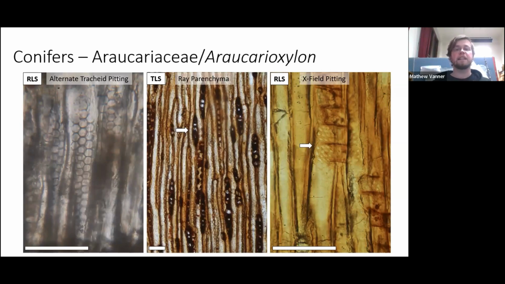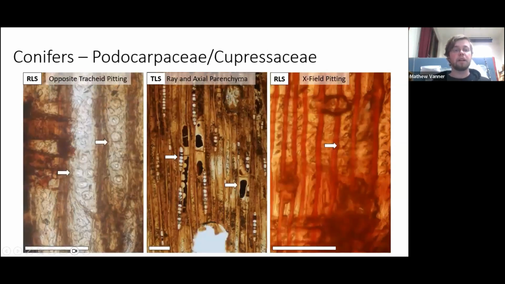Here we have Araucarioxylon and Araucarioxylon. The main features that we have here are these contiguous alternating tracheid pits, as well as these contiguous alternating crossfield pits, as well as uniseriate rays. In the polycarps, we have separate uniseriate to occasionally biseriate rays. We have axial parenchyma as well as rays. We don't really have axial parenchyma in the Araucarioxylon.